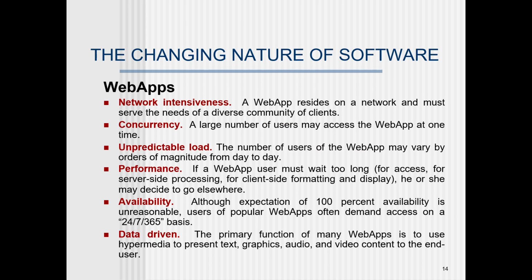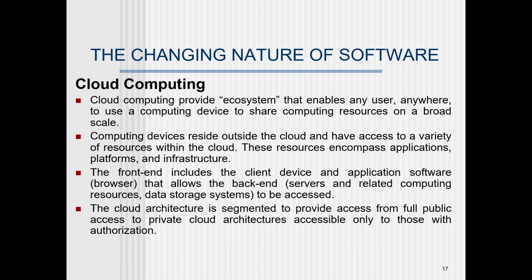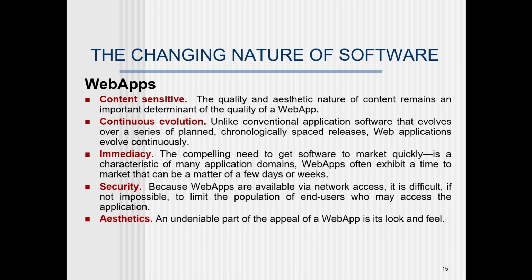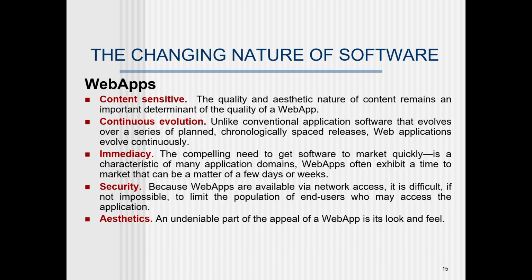Now, the changing nature of software. Coming to the changing nature of software, you should remember these things: web apps, mobile applications, and cloud computing also. Now, coming to web apps, basically these are: network intensiveness, concurrency, unpredictable load, performance, availability, data driven, content sensitive, continuous evolution, immediacy, security, aesthetics.